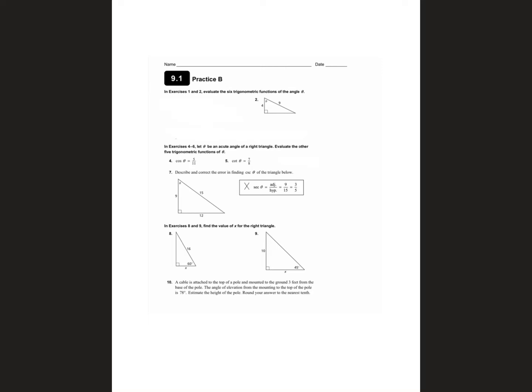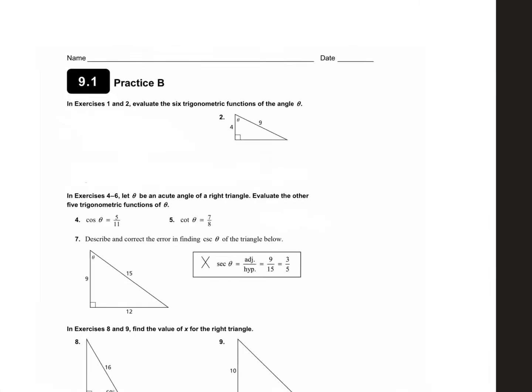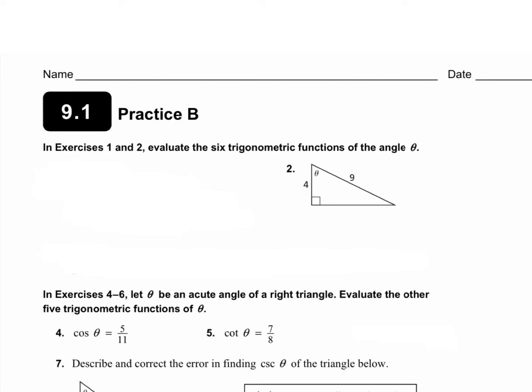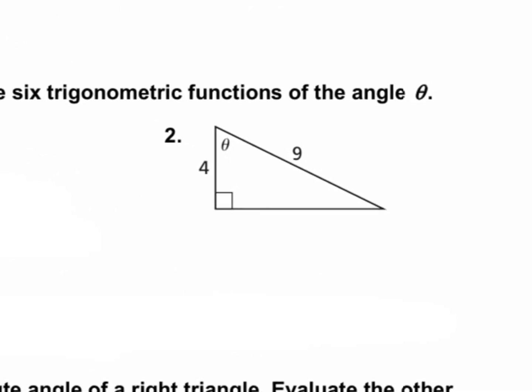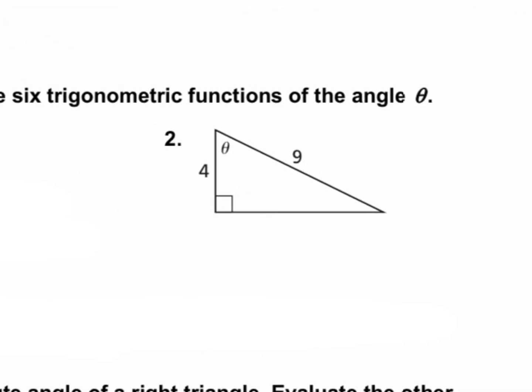Let's start with number 2. Evaluate the 6 trig functions of the angle theta. When doing problems like this, just be careful where your theta is, because sometimes it could be down here, sometimes it'll be up here. So just make sure you look and see where your theta is at. Our theta is up top, so we're dealing with that angle up there.